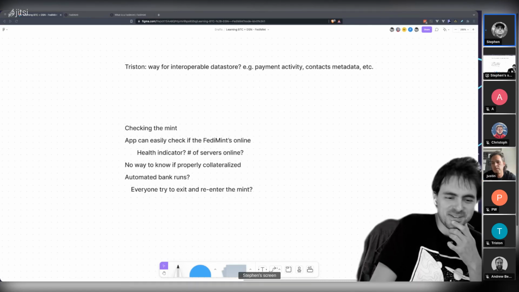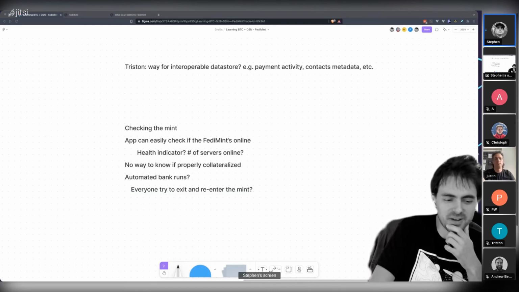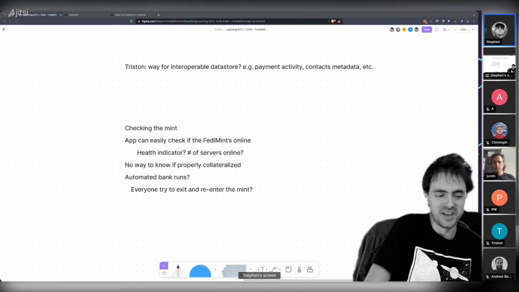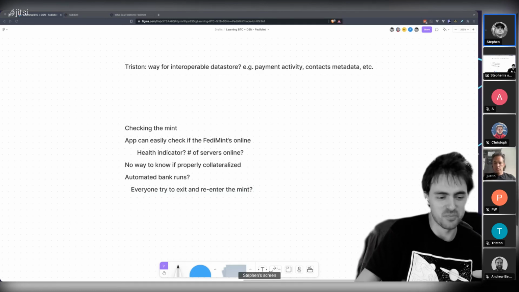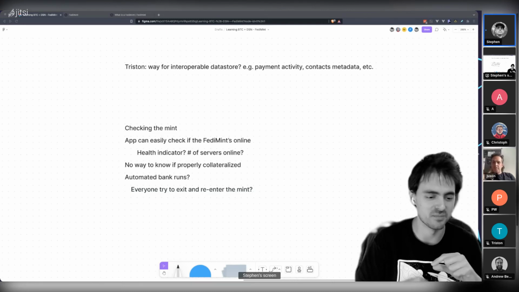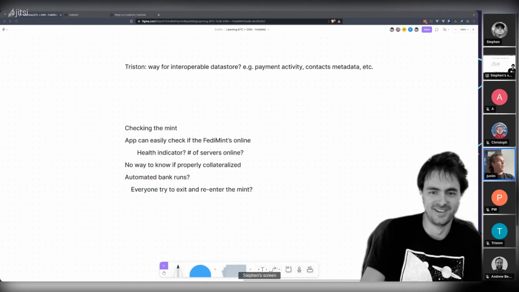The idea of the automated bank run is really wild. What if you have some kind of third-party Lightning node that's trying to hold the mint accountable for the community? Yeah, so they have enough Bitcoin in the Lightning node so that they can constantly, at random times, make obscenely large redemptions just to kind of keep the mint honest.